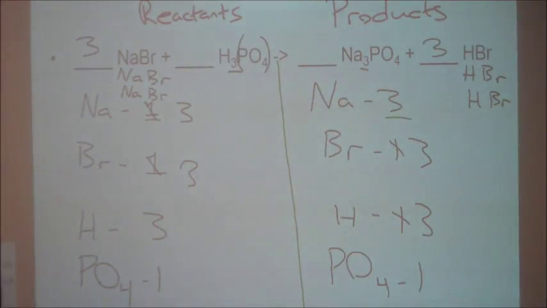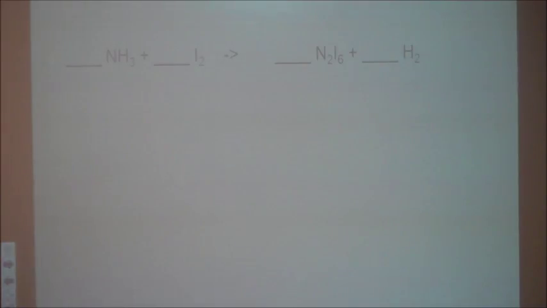Now we check to see if we are balanced. 3 sodiums on the left, 3 sodiums on the right. Good. 3 bromines on the left, 3 bromines on the right. Good. 3 hydrogens on the left, 3 on the right. So we're good. 1 phosphate, 1 phosphate. We are golden. This is a balanced equation. You guys have just balanced your first equation. We'll do one more together, and then you will be on your own.